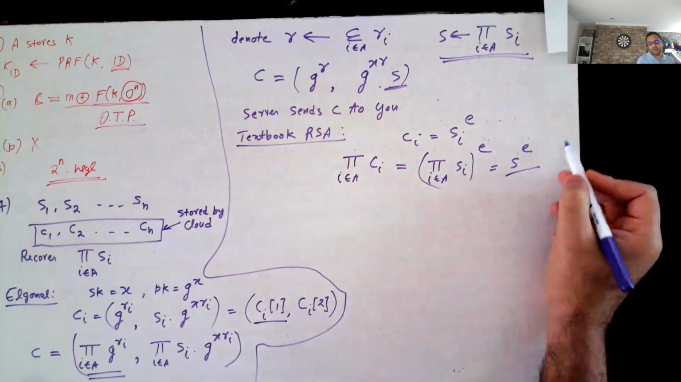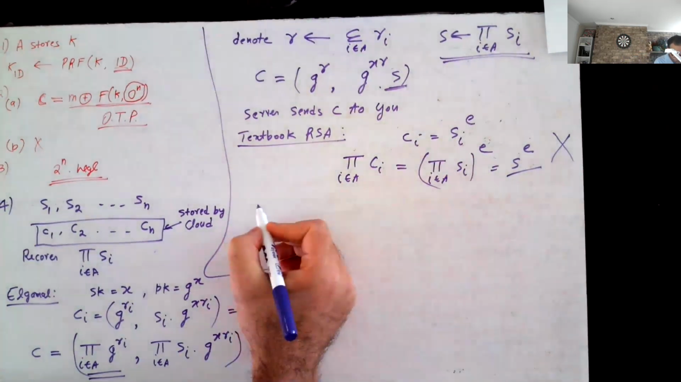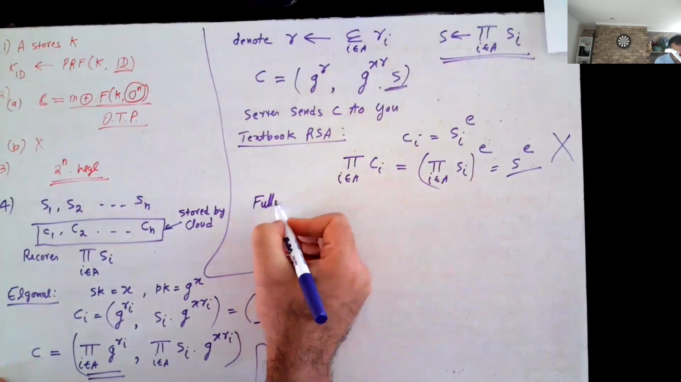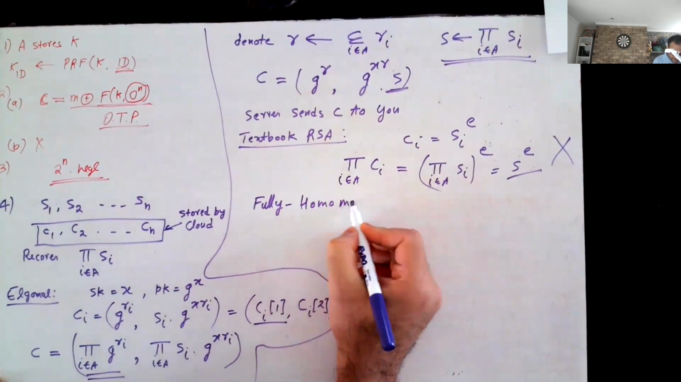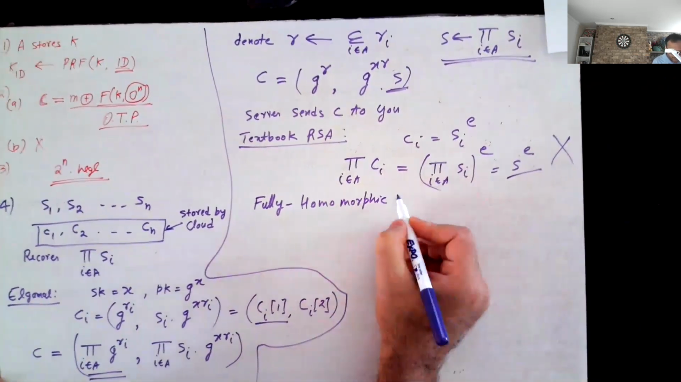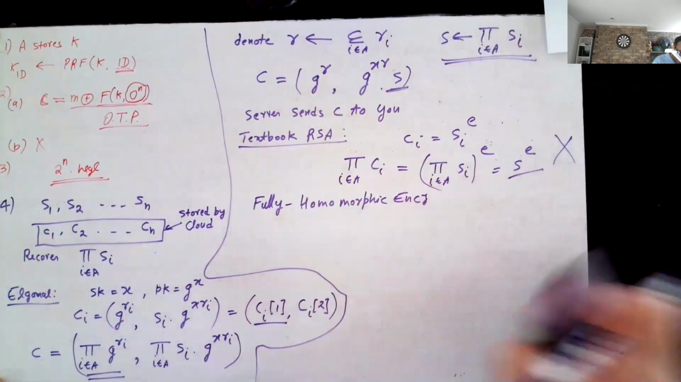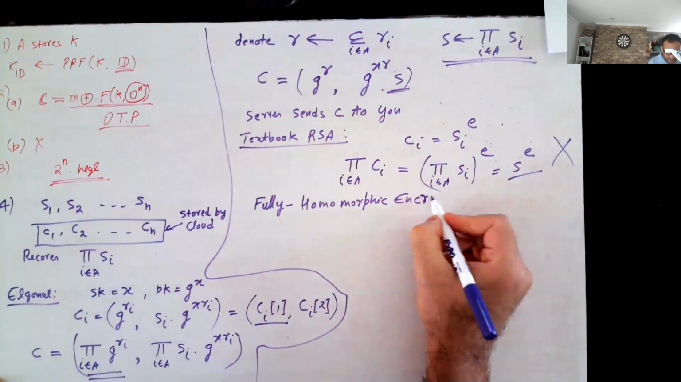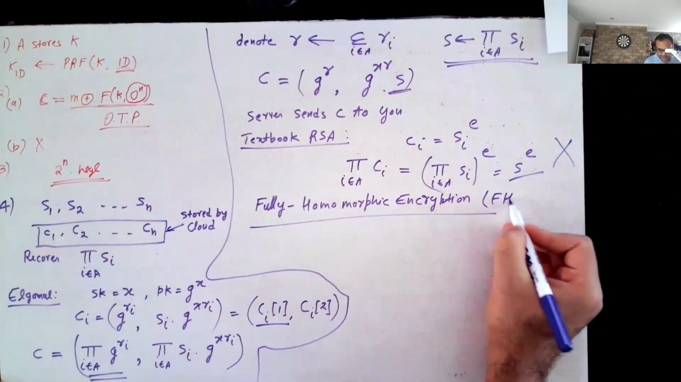But unfortunately, as we all know, textbook RSA is not secure, so this is not a valid secure public key encryption scheme. But many encryption schemes have this property. And there's also something which is known as fully homomorphic encryption, just denoted as FHE in short. We will talk more about this maybe in the last class.